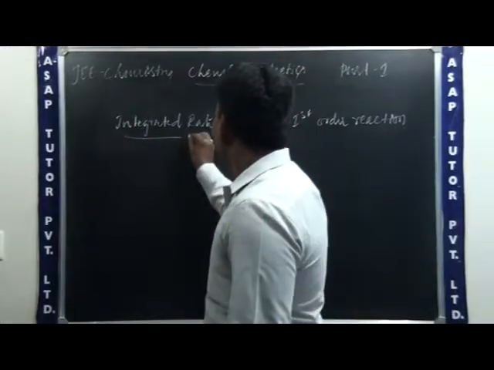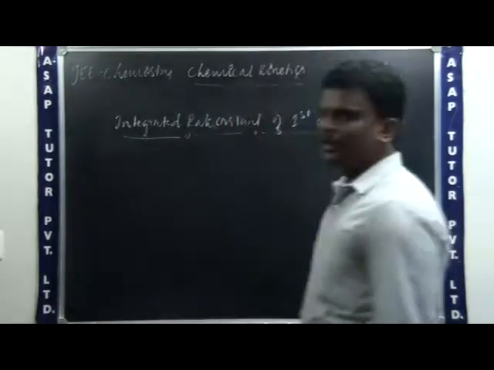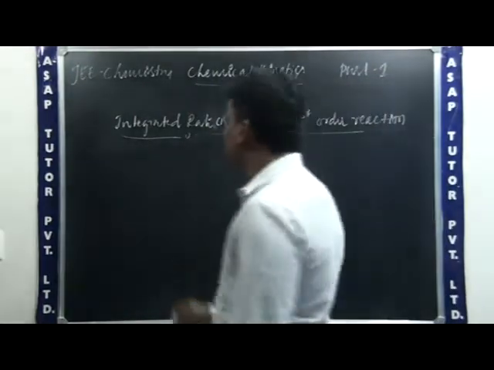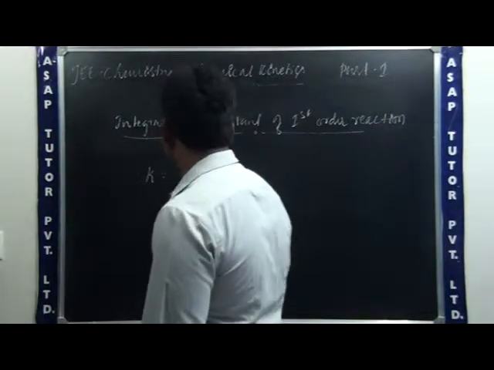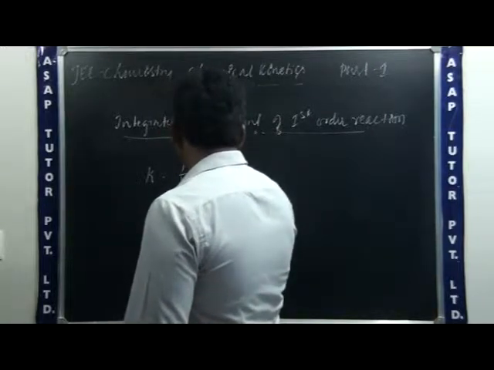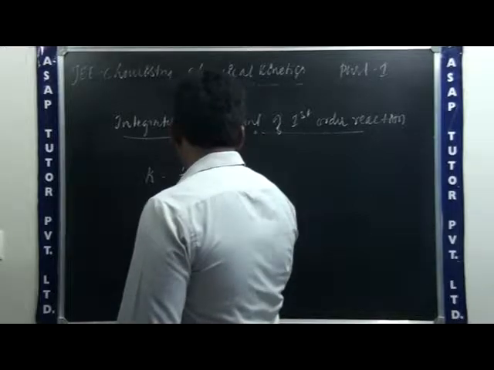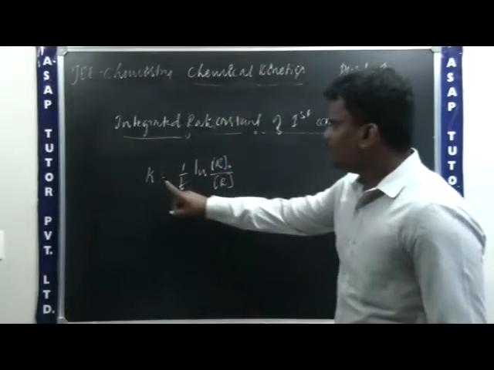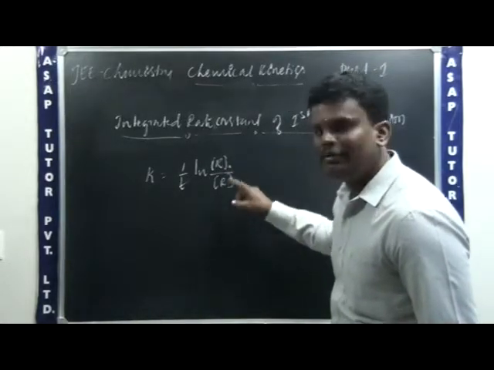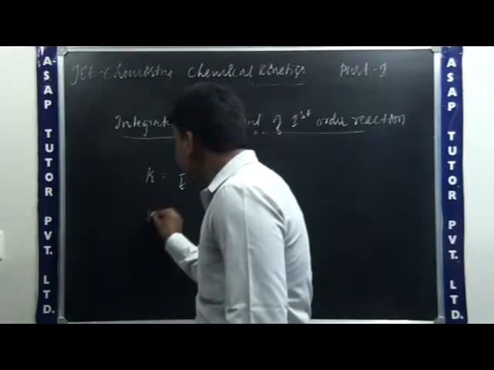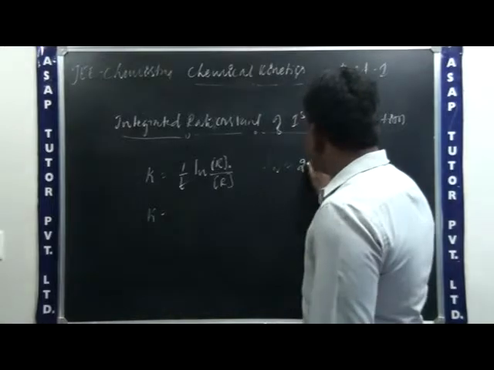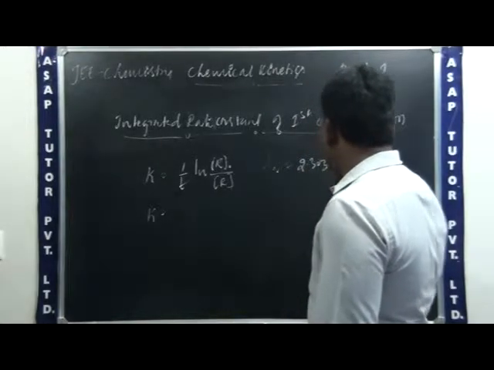We will discuss the integrated rate constant formula for first order reaction. Already we discussed it while learning the basic concepts of chemical kinetics. The rate constant formula for first order reaction is K equal to 1 by t into ln of concentration of R naught divided by concentration of R. Here K is the rate constant of the first order reaction, R naught is the initial concentration, and R is the final concentration. Otherwise we can write it another way: ln is equal to 2.303 into log.